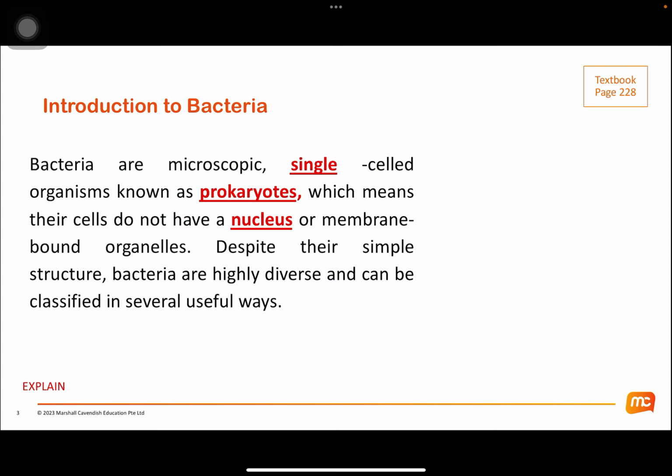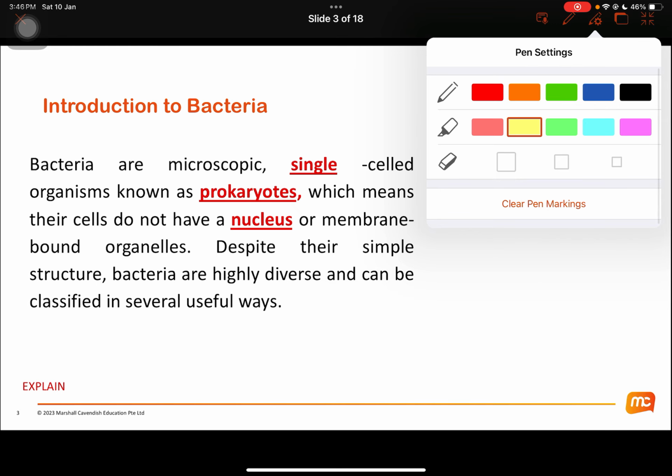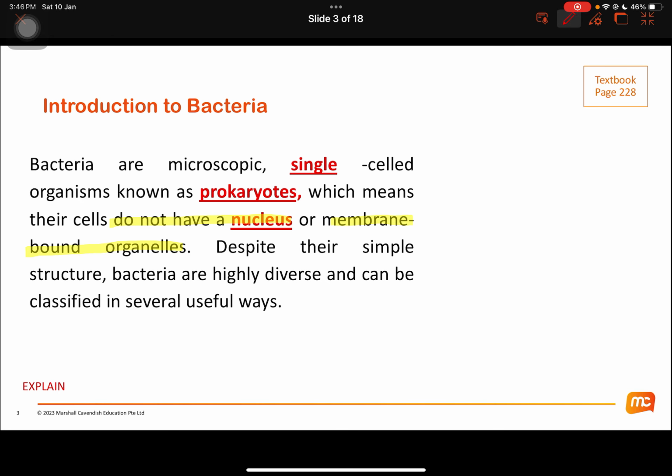So let's start off with bacteria. As we know, bacteria are microscopic. They are single-cell organisms typically known as prokaryotes. One thing that's different between bacteria versus animal and plant cells is that they do not have a nucleus or membrane-bound organelles. In animal and plant cells, one example of membrane-bound organelle is the vacuole.